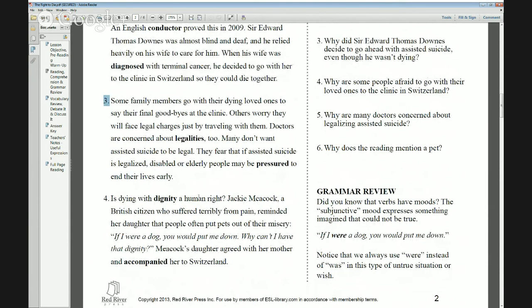Some family members go with their dying loved ones to say their final goodbyes at the clinic. Others worry they will face legal charges just by traveling with them. Doctors are concerned about legalities too. Many don't want assisted suicide to be legal. They fear that if assisted suicide is legalized, disabled or elderly people may be pressured to end their lives early.